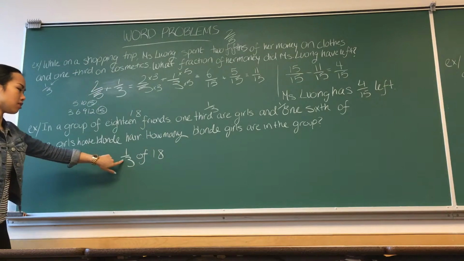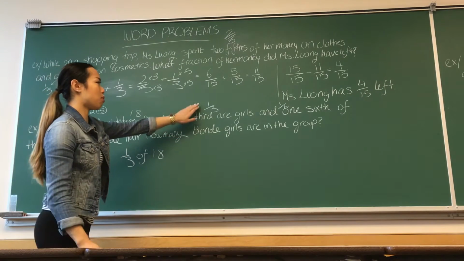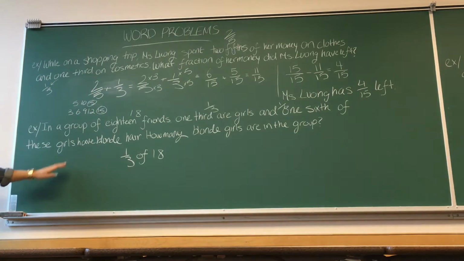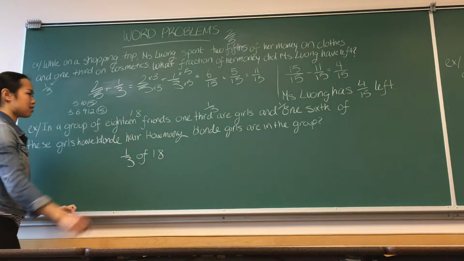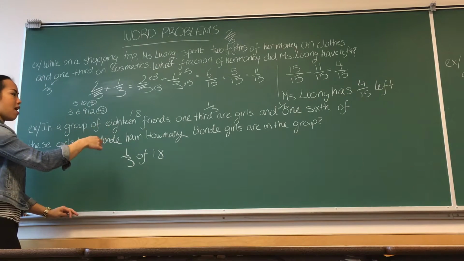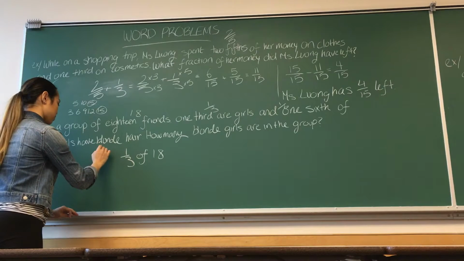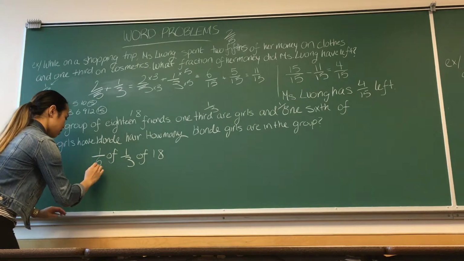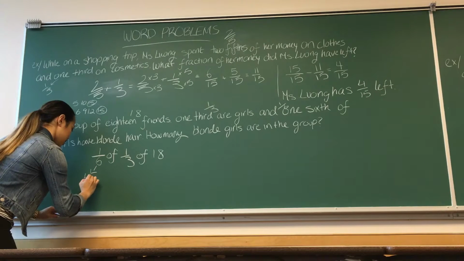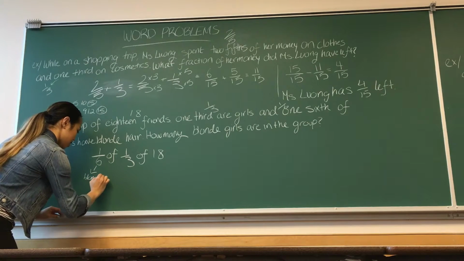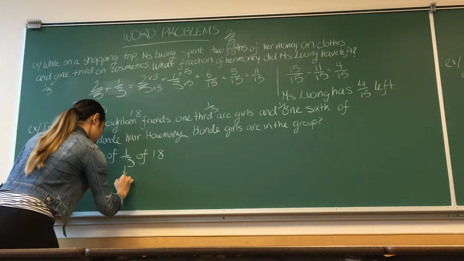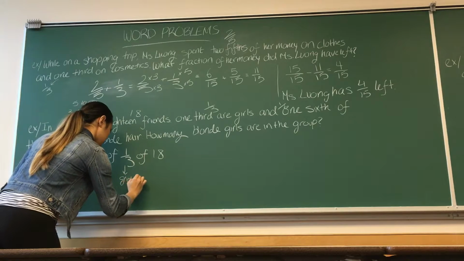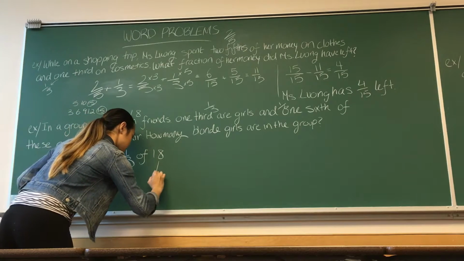And they said 1/6 of these girls, 1/6 of these 1/3 of these girls have blonde hair. So how am I going to write that? So remember 1/6 of the girls. So here is the blonde girls. And here represents the girls. And these are the friends.